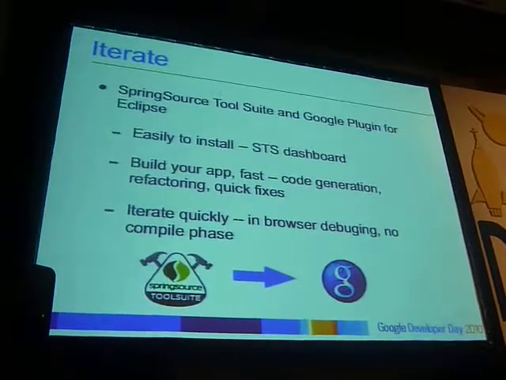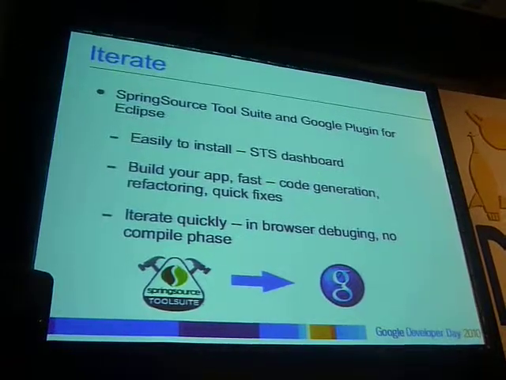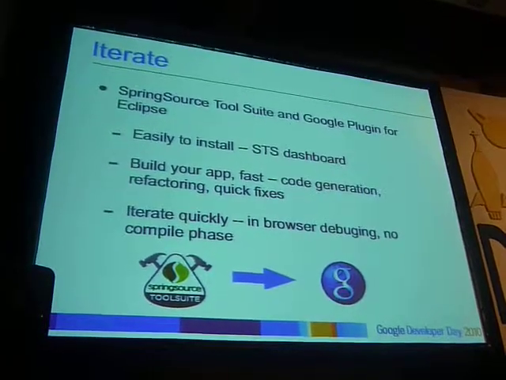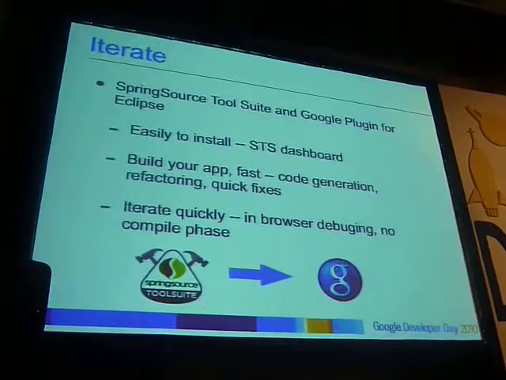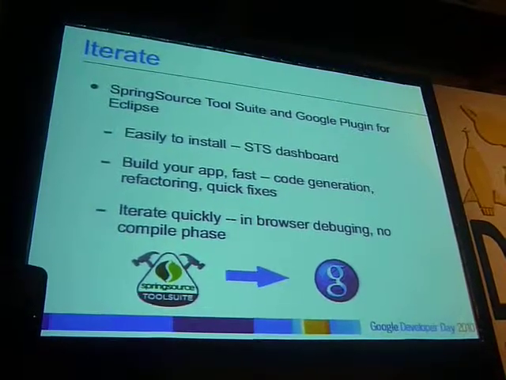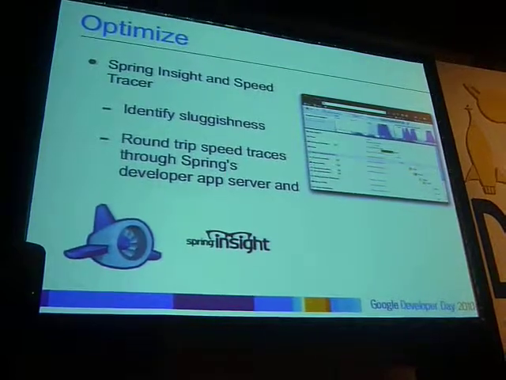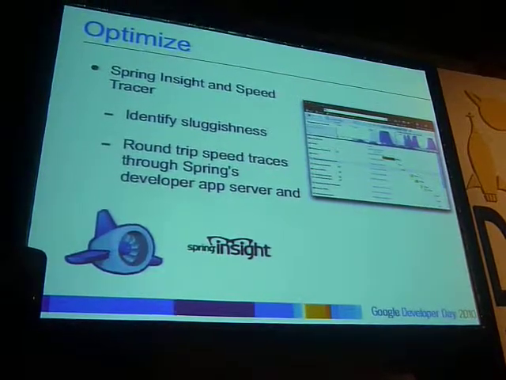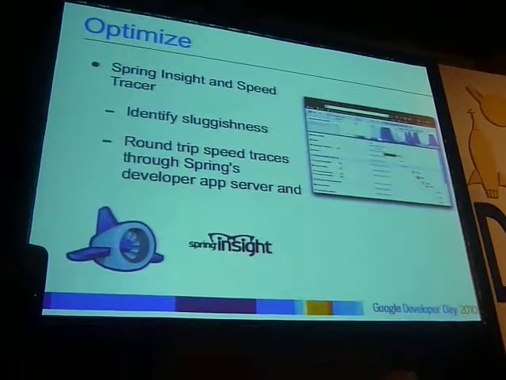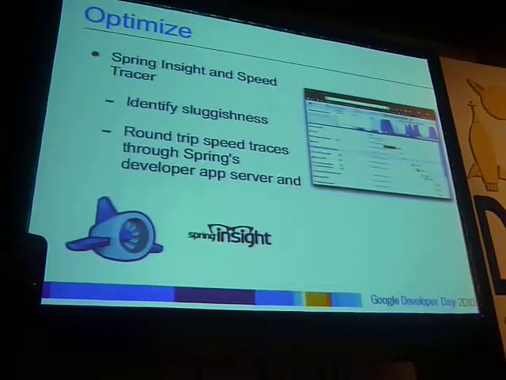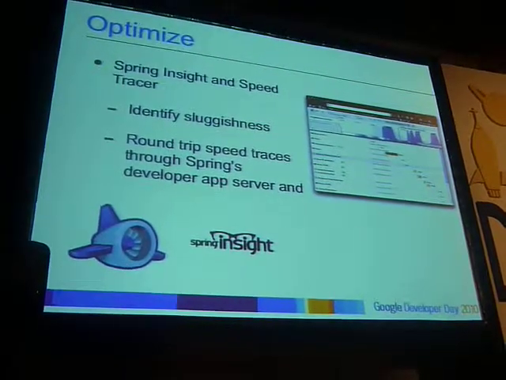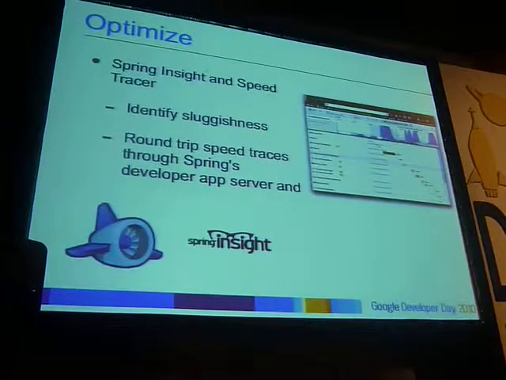Once you have it, you can build your app fast: code generation, refactoring, quick fixes, and you can iterate quickly. As I showed off this morning in the keynote, and in the first session, in-browser debugging, no compiler phase, no deployment phase. One of the topics that I haven't touched on was how you optimize your application. And that's using Speed Tracer along with backends such as App Engine and Spring Insight.